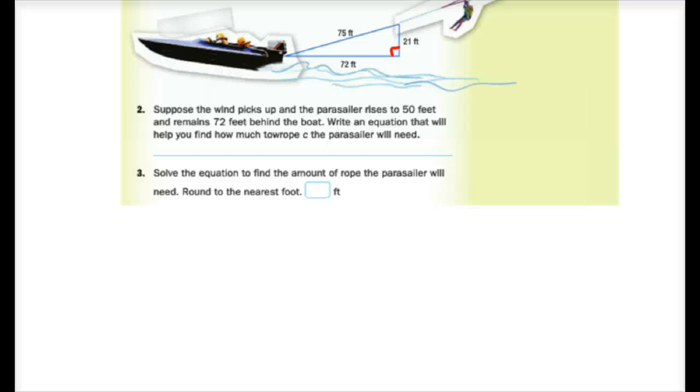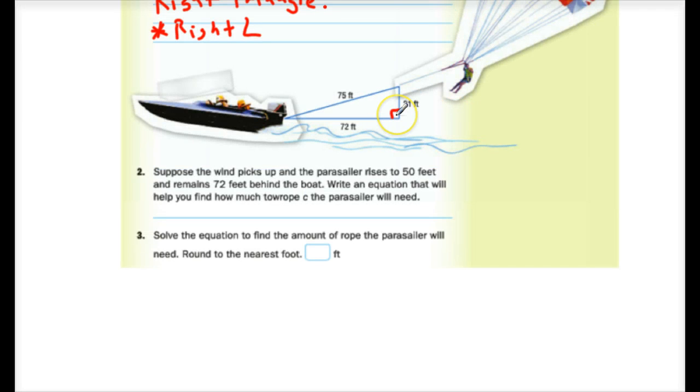So what they're saying, everybody make their vertical distance 50. Draw your hypotenuse. They're telling you that you remain 72 feet behind, so that number's not going to change. And they call the hypotenuse C. Use the Pythagorean Theorem, guys, to figure out the C now. If you're confused about the extra numbers, cross off your 75 and your 21. You don't need those anymore.